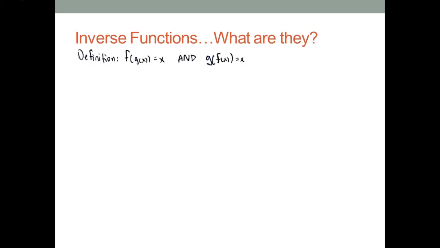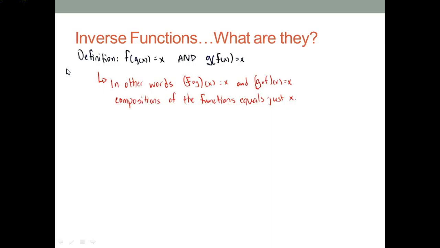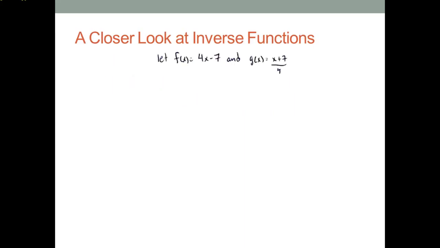The composition of the function both ways: f of g of x is equal to just the variable x, and g of f of x is equal to just the variable x. In other words, when f∘g of x equals x and g∘f of x equals x, the compositions of the functions equal just an x. So let's take a look at what that means.